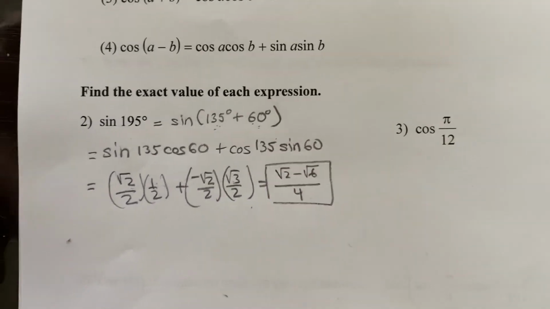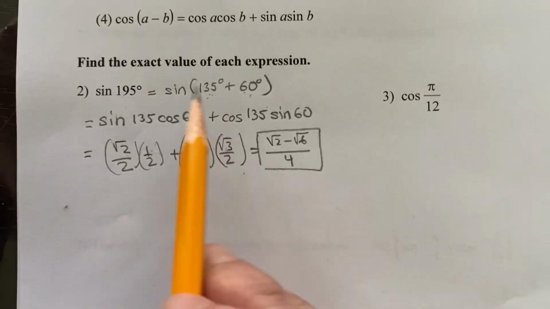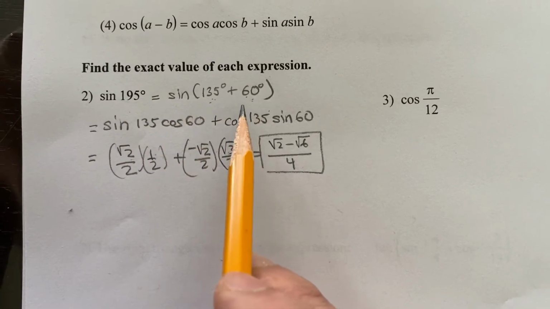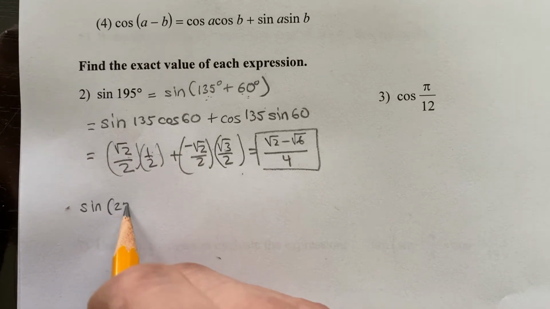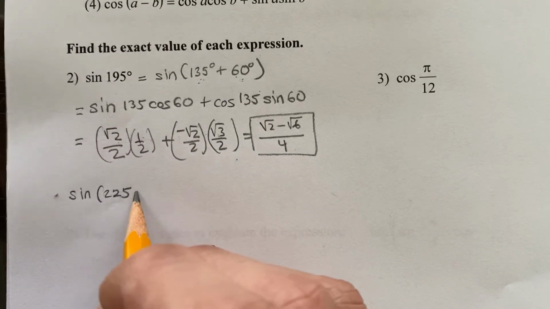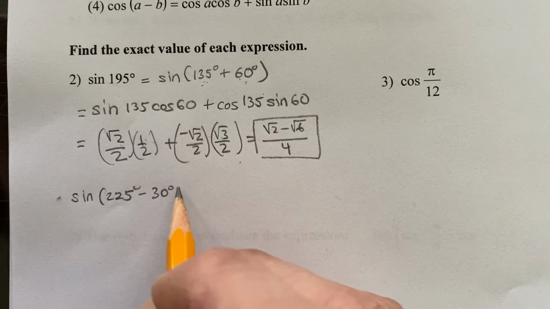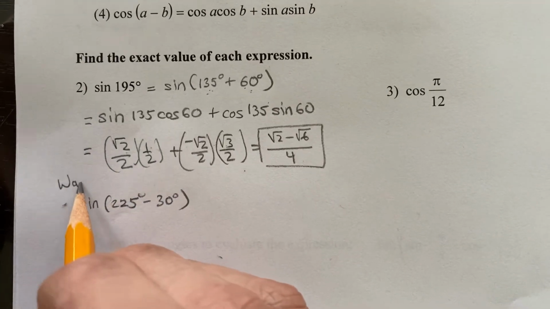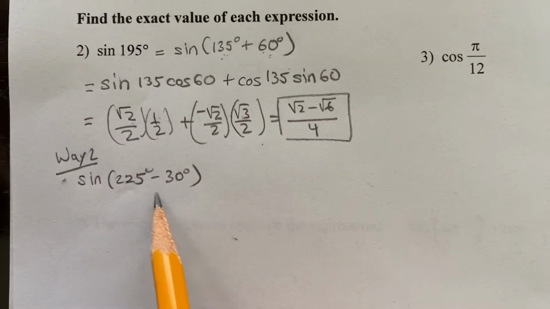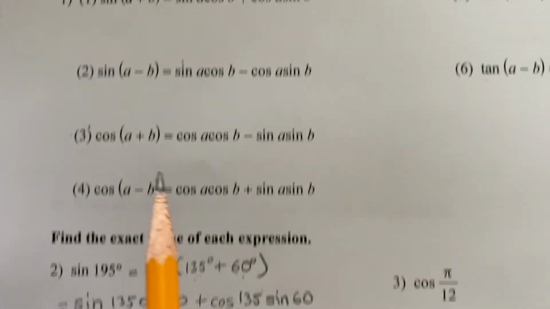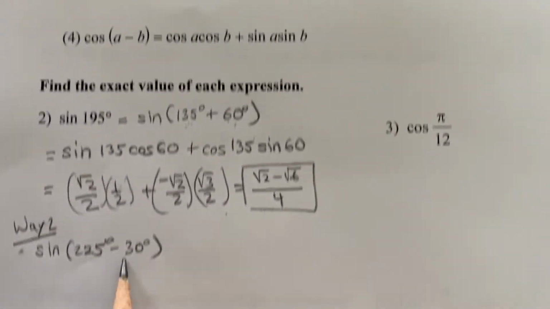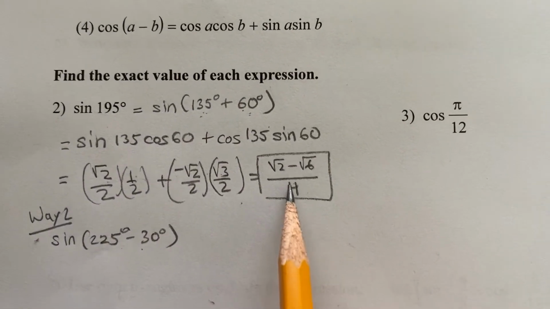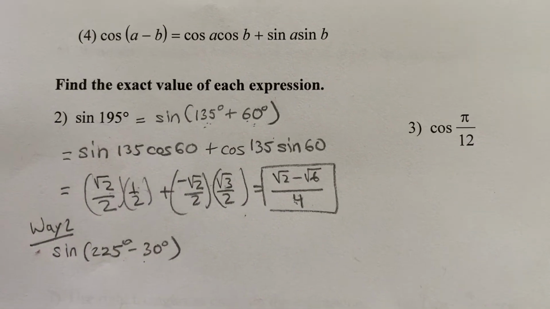Now an alternative way of doing this problem, instead of using the sine sum formula, you could have done it another way. You could have said sine of 225 minus 30 degrees, in which case you would have to use your sine difference formula. If you use equation number 2 to evaluate this and expand, you should get the exact same answer.